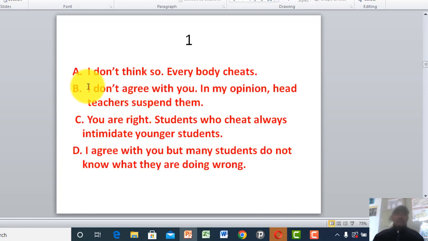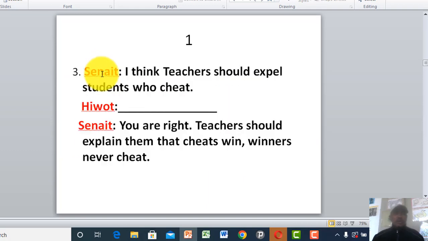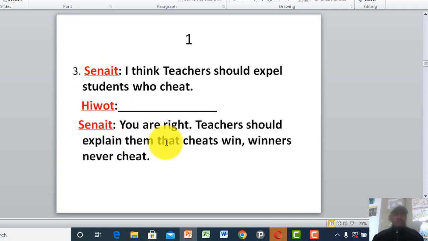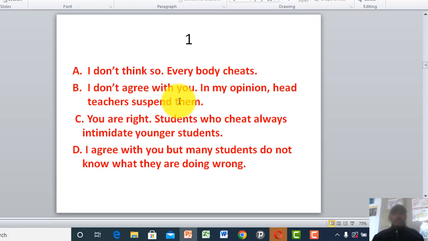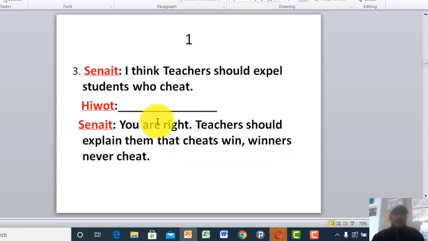Fine. Look, the question is the distractor is here. I don't think so, everybody cheats. Yeah. Look here, you are right. Teachers should expel them. So this is not the right expression here. I don't agree with you. In my opinion, here teachers suspend them. No. This, you are right. I don't agree with you.